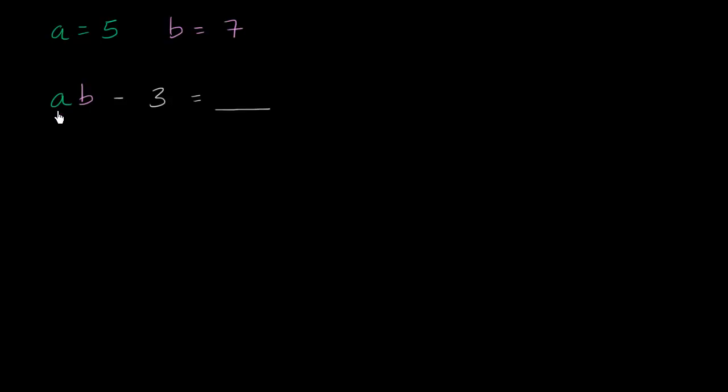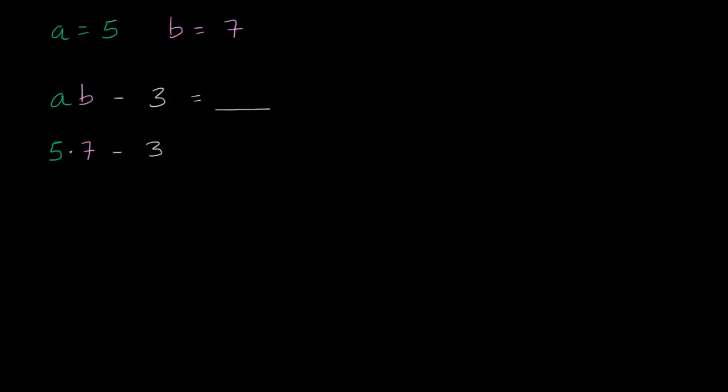Well, everywhere we see an a, we need to replace it with a 5. And everywhere we see a b, we need to replace it with a 7. So this expression is going to evaluate to, instead of an a, we have a 5. And so it's going to be 5 times b. b is 7. So 5 times 7 minus 3.